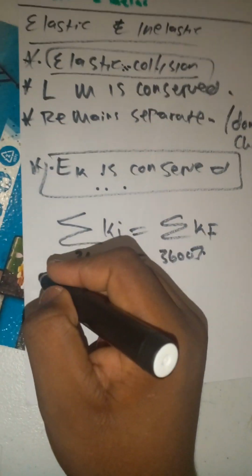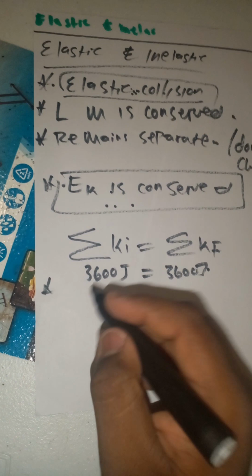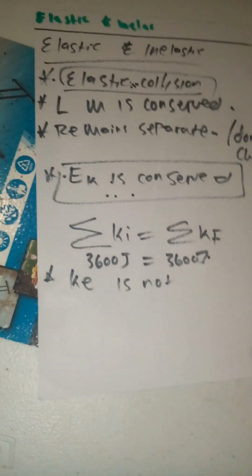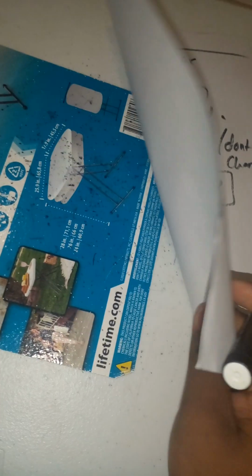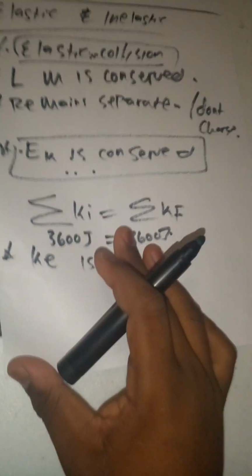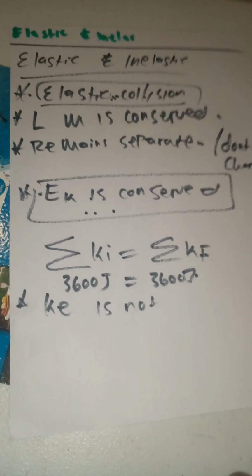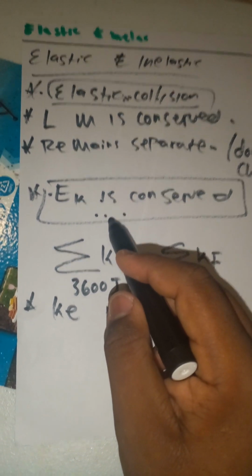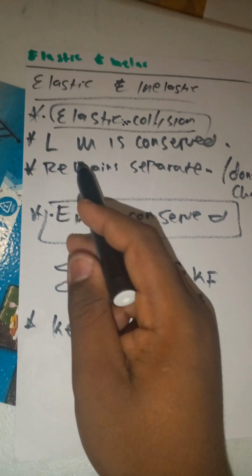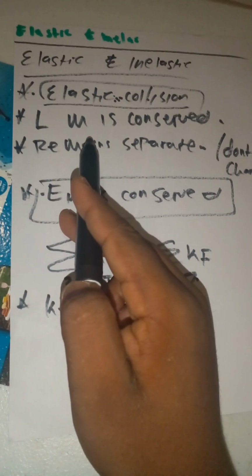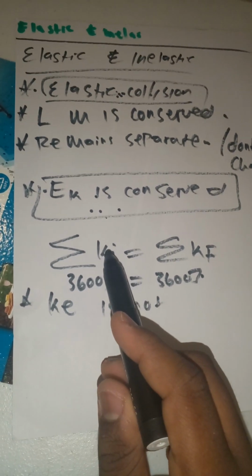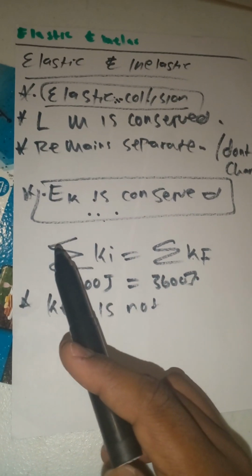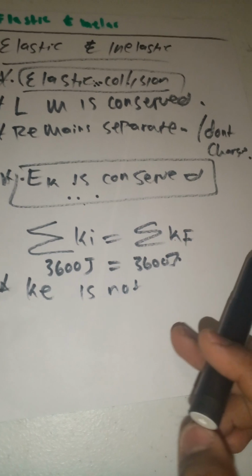The last thing you have to know is that the kinetic energy is not transformed to other forms of energy. By other forms of energy I mean heat, light, sound, or whatever. So under elastic collision, the kinetic energy is conserved. That is the main thing. The two objects remain separate, or they are not changed. The total kinetic energy before the collision is equal to the total kinetic energy after the collision.